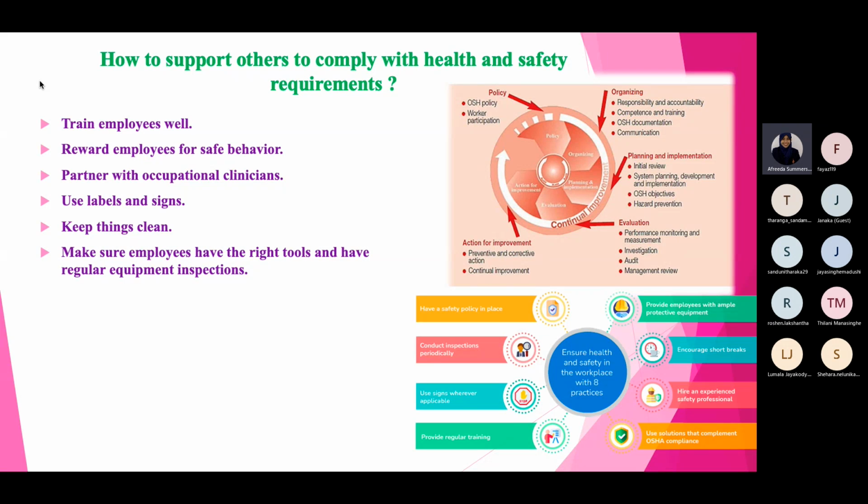What do you mean by the right tools? If you are working in a health and safety environment, what are the right tools that you need to have? Gloves in suitable sizes. Very good. Excellent. See, students, you all are giving very, very logical answers.